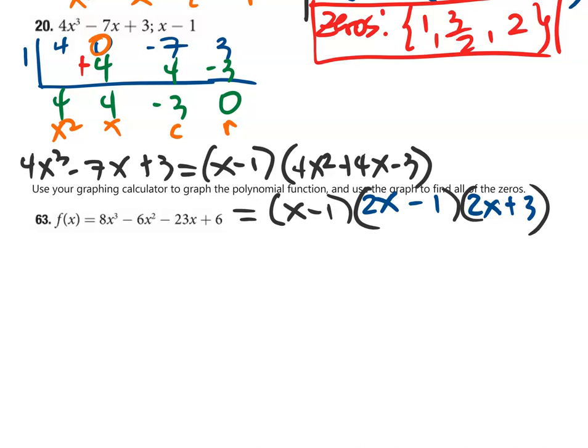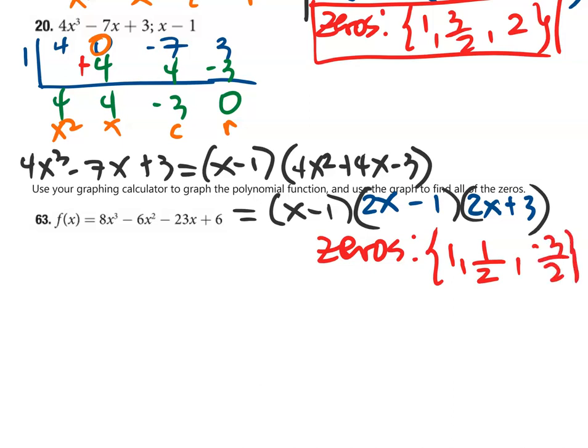So the zeros are x minus 1 is positive 1. 2x minus 1 is the opposite of that. -1 is positive 1 over, in front of x is 2, so that is 1/2. So you do the same thing here. 2x plus 3, so -3 over 2. So these are the zeros. Okay.